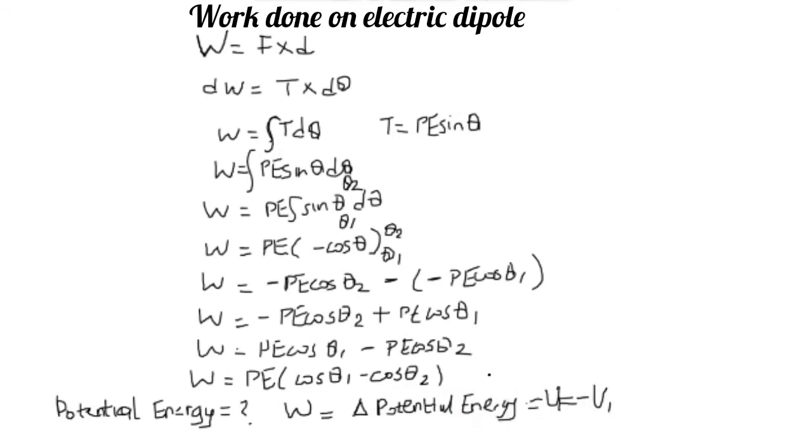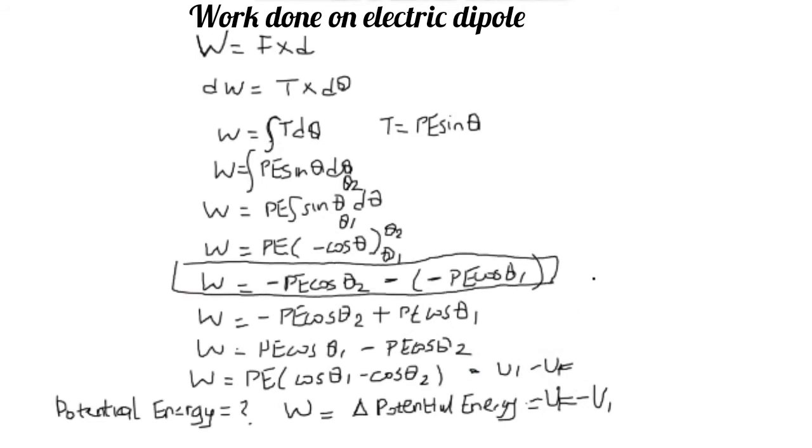Let's use our work equation to find the formula for the potential energy. We can't use this one since we've already simplified it and it's now initial minus final. So let's use this. We'll see that UF is equal to minus Pe cos theta 2. So generally, potential energy is equal to minus Pe cos theta.